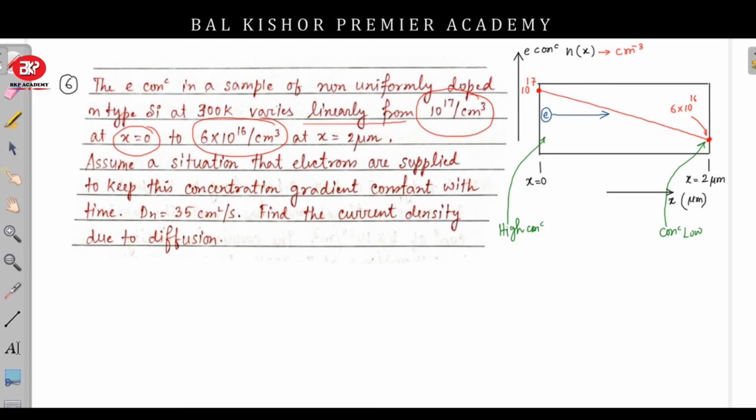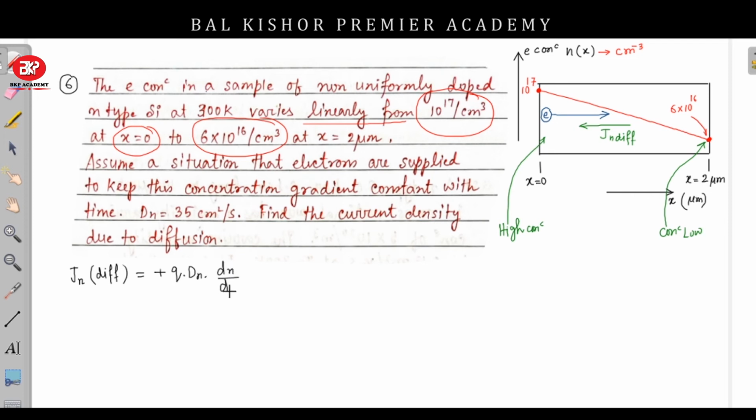The current density will be in this direction. So the diffusion current density will be in this direction. It is the Jn diffusion, so we have to find the Jn diffusion. We know that the diffusion current density Jn diffusion will be equal to, since it is electrons, a plus sign, Q into the diffusion coefficient Dn and the concentration gradient dn by dx.